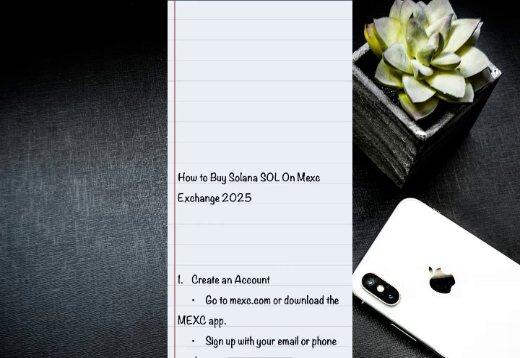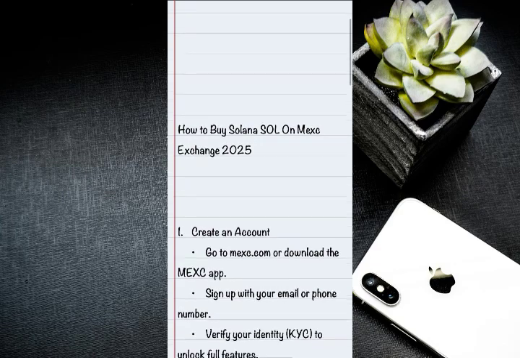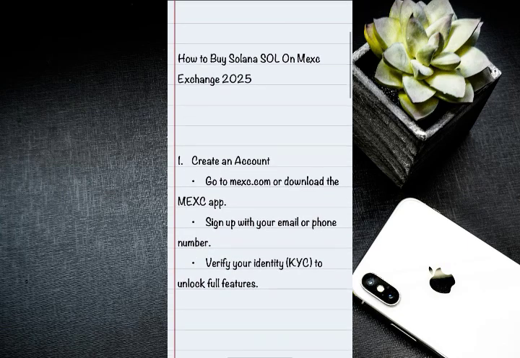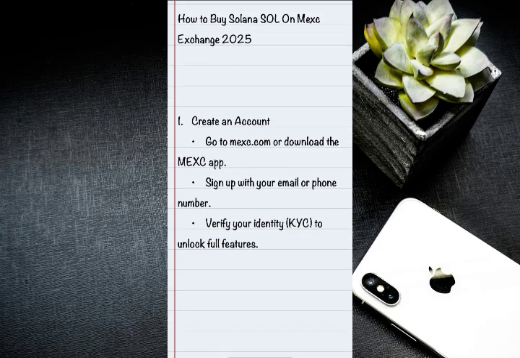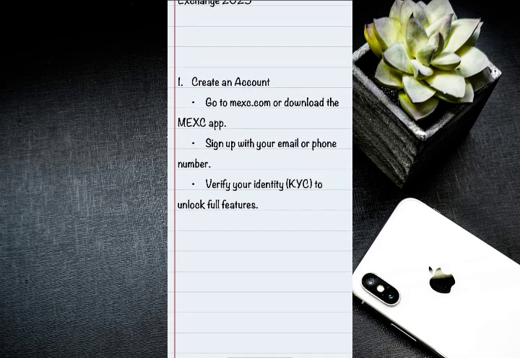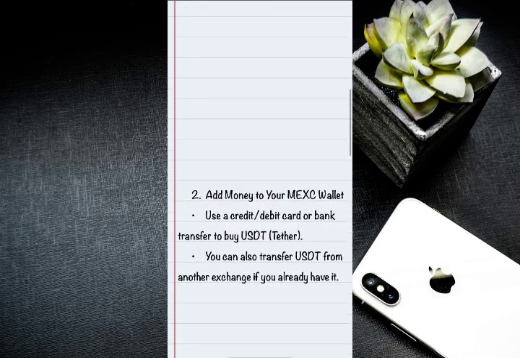In this video I'm going to walk you through an easy step-by-step guide on how to buy Solana on Mexc exchange. So to get started with a quick guide on how to do that, the first thing to do is to create an account. So go to mexc.com or download the Mexc app, then sign up with your email or phone number, and make sure you verify your identity, which is your KYC, to unlock the full features of the app.